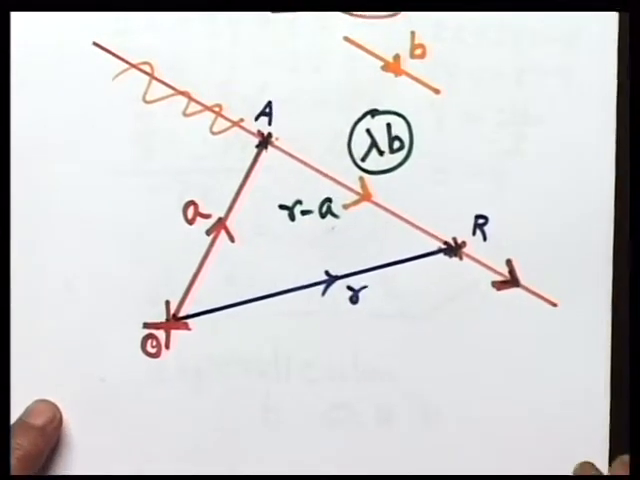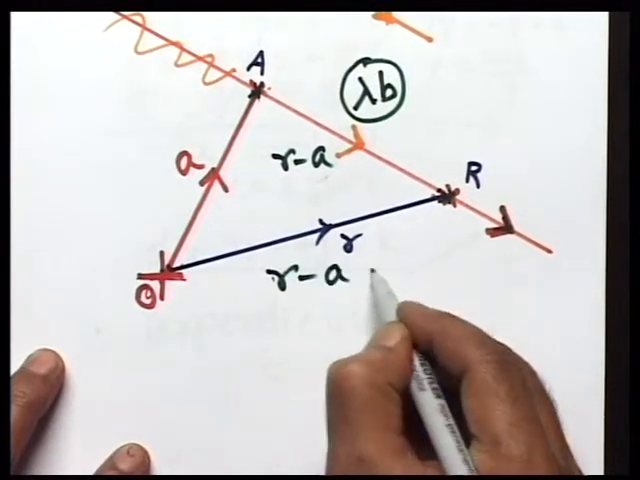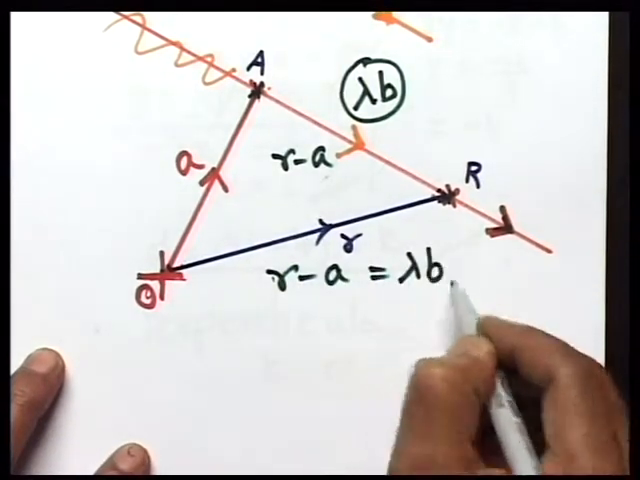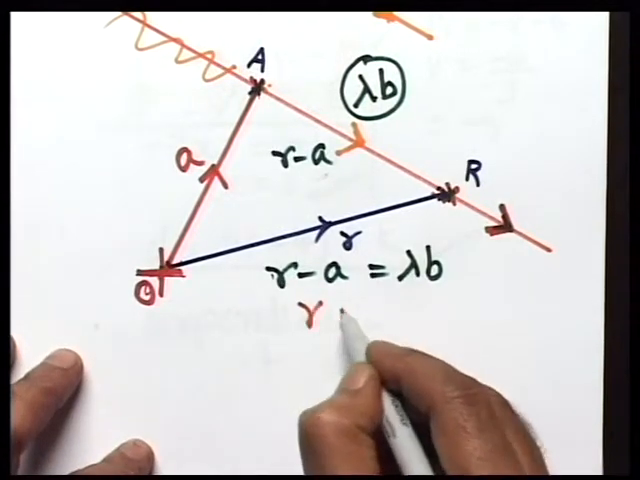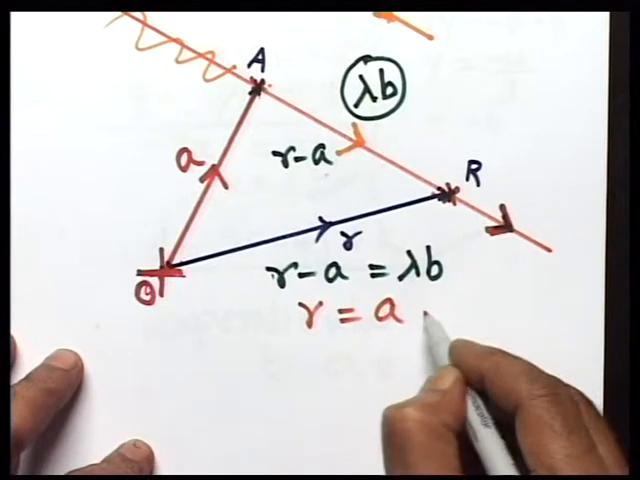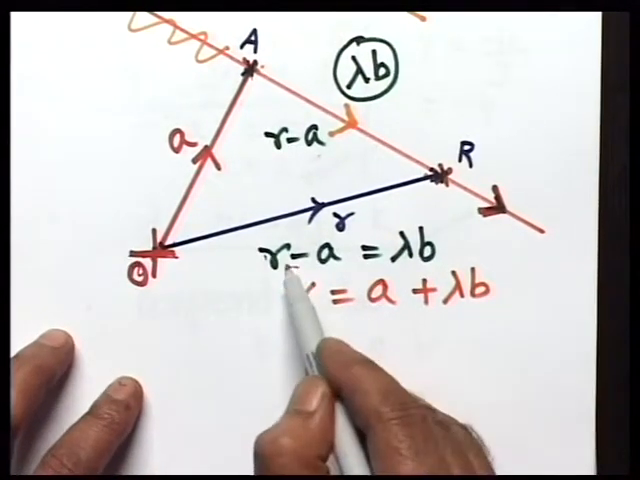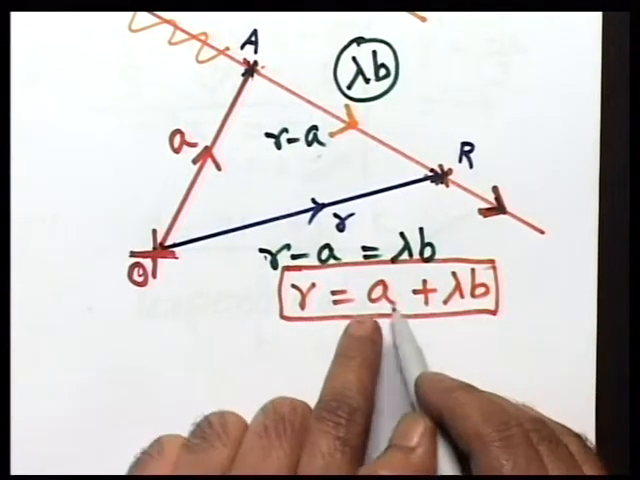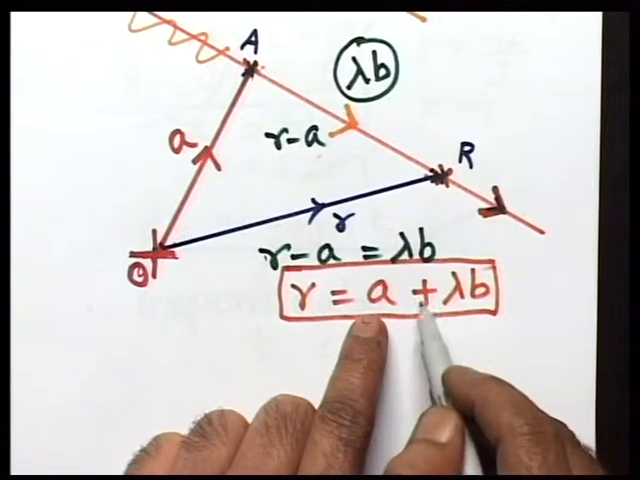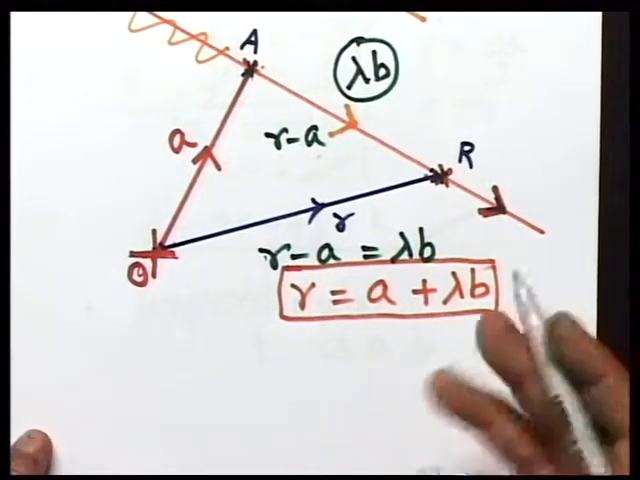All that we do now is we equate them. We say r minus a equals lambda b. That's what we will write. And below that, we make r the subject and say minus a becomes r equals a plus lambda b. This is the most important equation, right? This is called the vector equation of a straight line, which looks like y equals mx plus c.